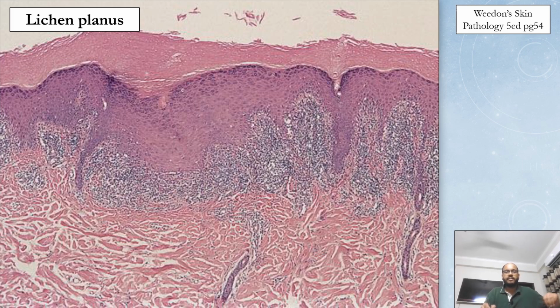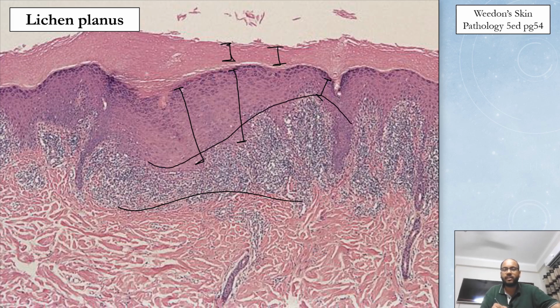So here is a slide which I've taken from Weedon's. It is the prototypic slide of Lichen Planus. You see, let me just change the color. Yeah. You see variable acanthosis. You can see how thick the epidermis is at various levels. So variable acanthosis. You see hyperkeratosis, which is orthokeratotic hyperkeratosis. You see the prototypic band-like lymphocytic infiltrate.